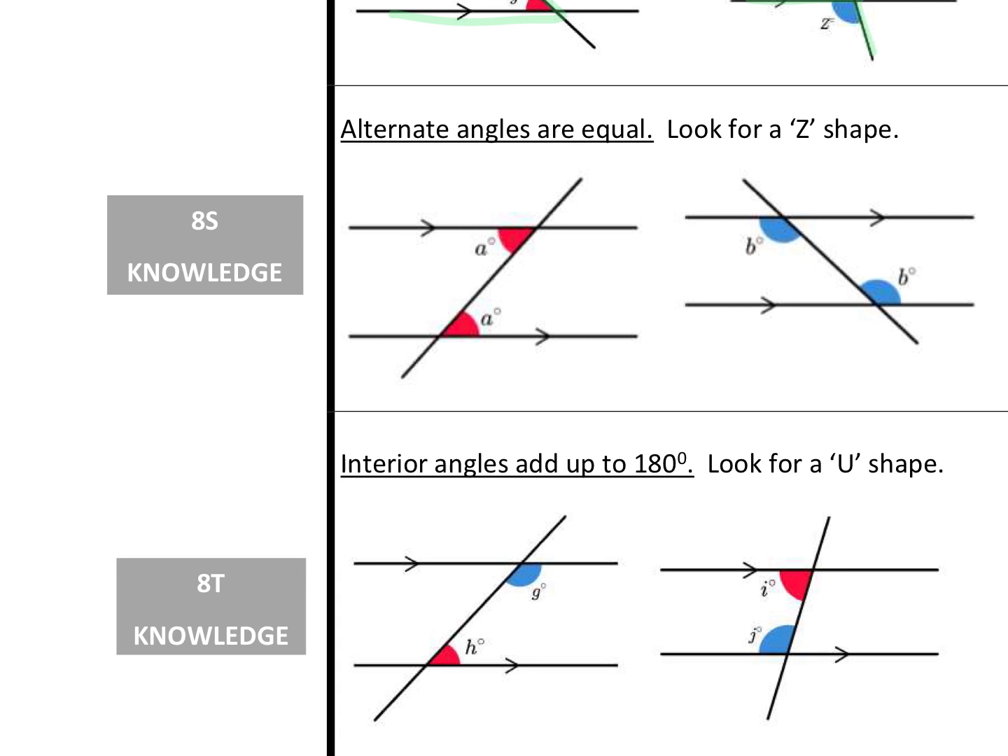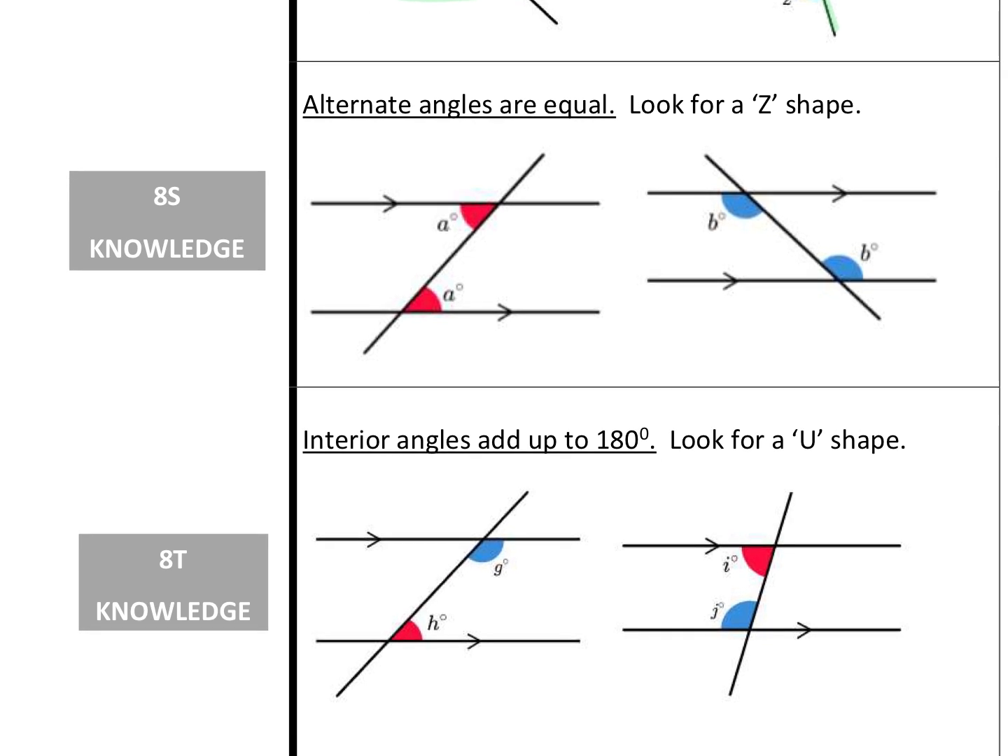Next one is alternate angles. So with alternate angles, you're looking for a Z shape. So here we've got sort of Z, and the angles inside your Z are the same size. So this one here, this one here. Or the Z could be stretched out a little bit, or could be back to front. So there's another example of the Z shape, and these two angles are the same.